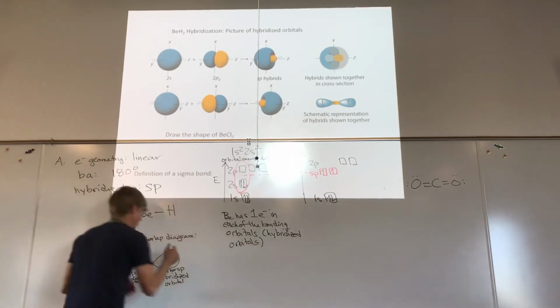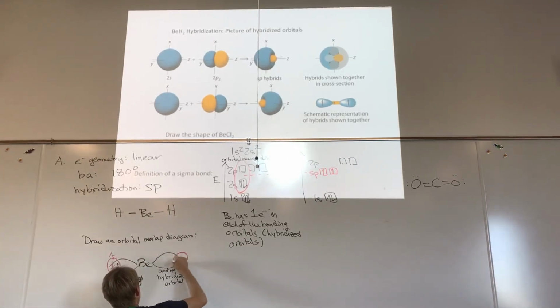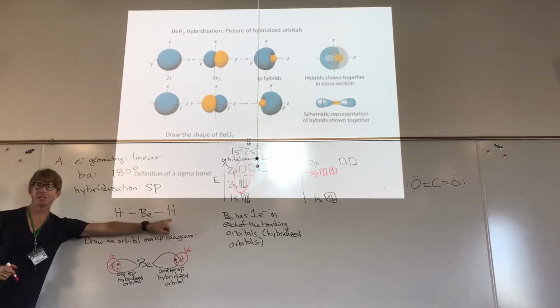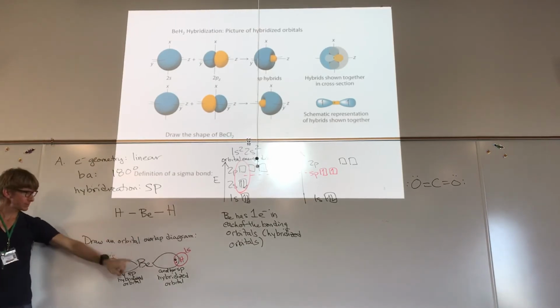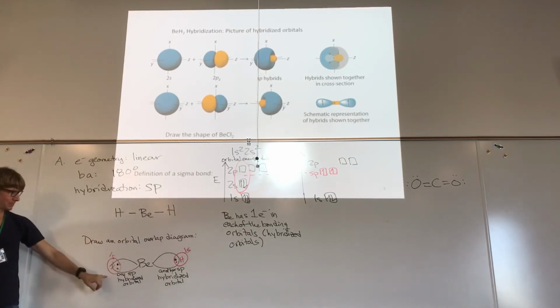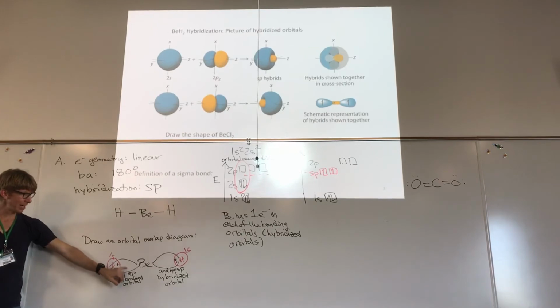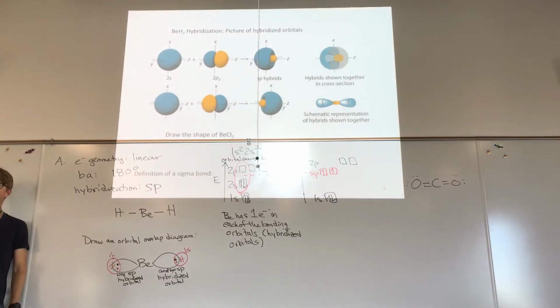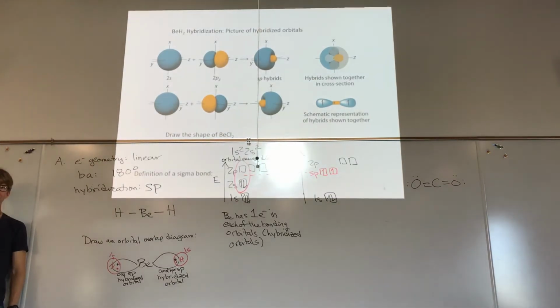Well, it's not quite done. Let me do the other one. That is an orbital overlap diagram for beryllium hydride, beryllium dihydride probably, showing the sp hybridized orbital overlapping with the 1s orbital of hydrogen. One down.